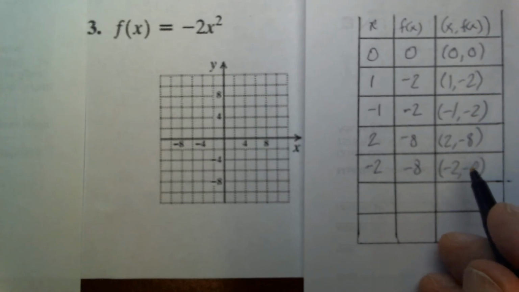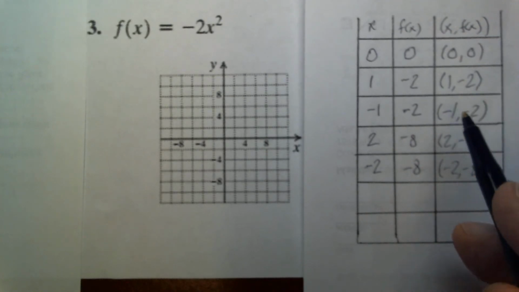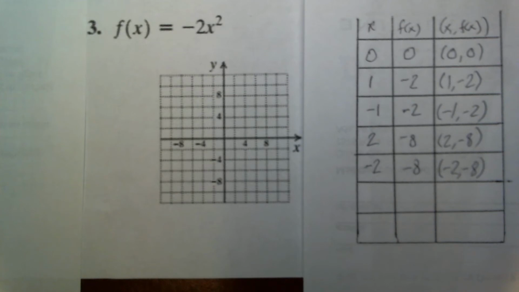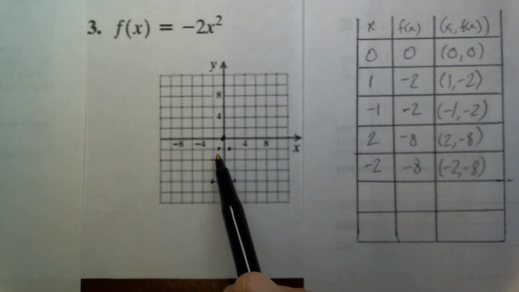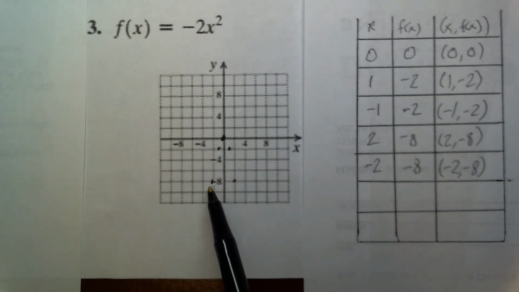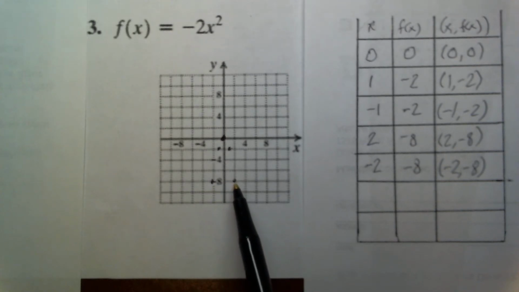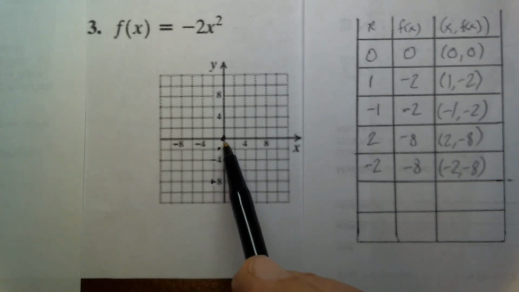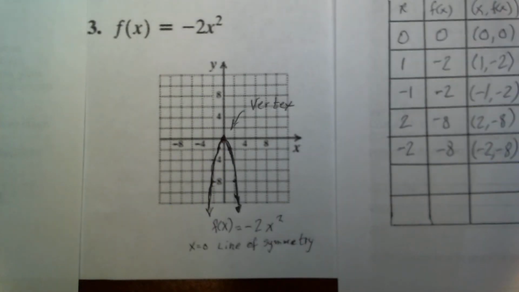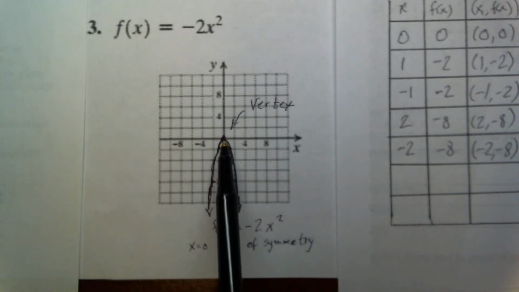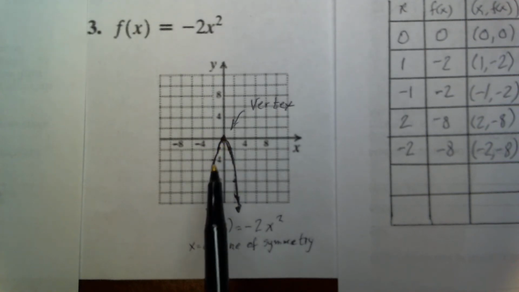So then we plot these ordered pairs and connect them with a smooth line. So here are the 5 points, the origin, minus 1 comma minus 2, 1 comma minus 2, minus 2 comma minus 8, and 2 comma minus 8. And now we're going to connect all these points with a smooth line. Here's the vertex at 0, and then the y-axis, x equals 0, is the line of symmetry.